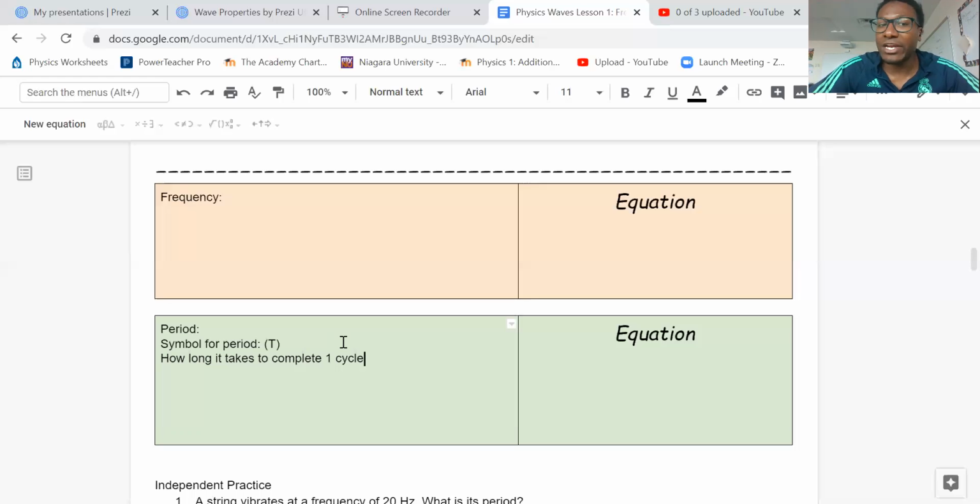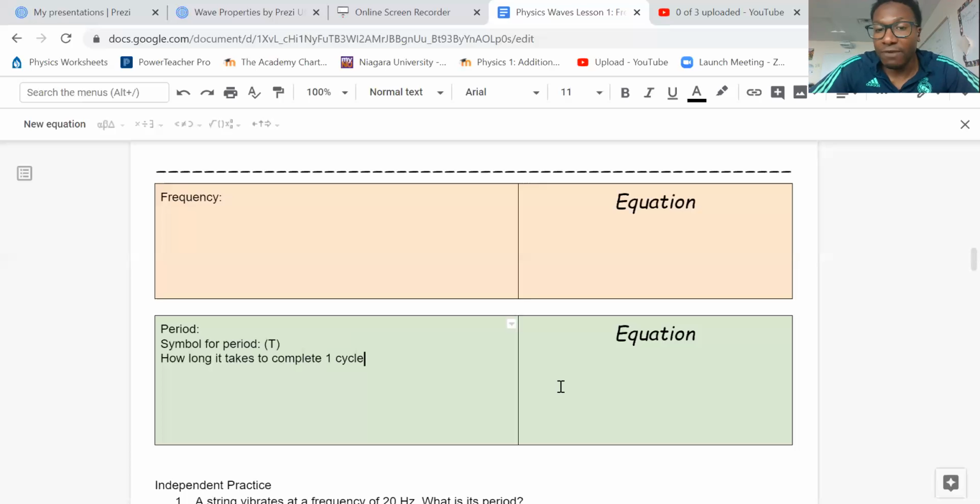If we're talking about a year, or how long it takes for the Earth to revolve around the sun, that's 365.25 days. That's the period. That's how long it takes to complete one cycle.